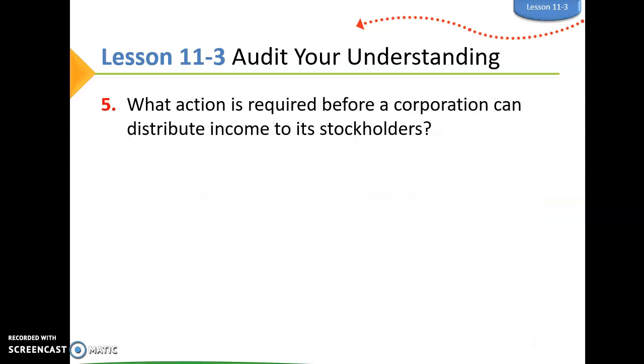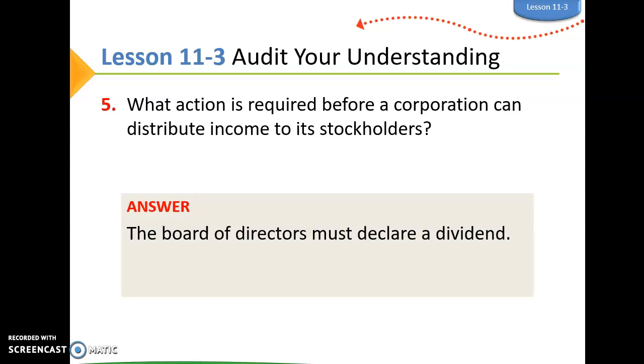What action is required before a corporation can distribute income to its stockholders? Who has to make this decision and what has to be done? So the board of directors must declare a dividend. And when they declare that dividend, they must pay it. They're obligated to pay it. They can't back out. Even if something drastic happens in the market and they lose money, it was for that other quarter that they declared it, and they must pay it.